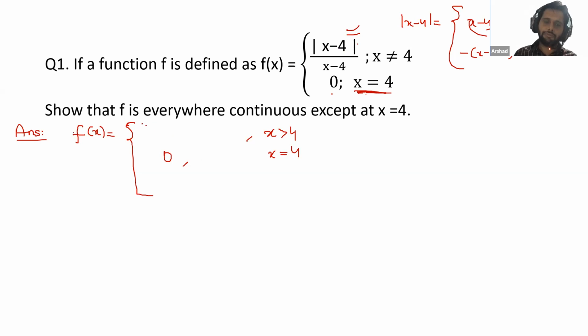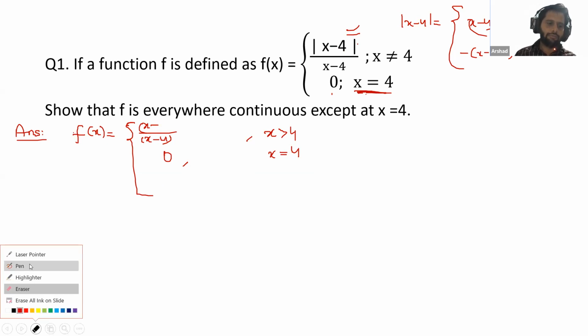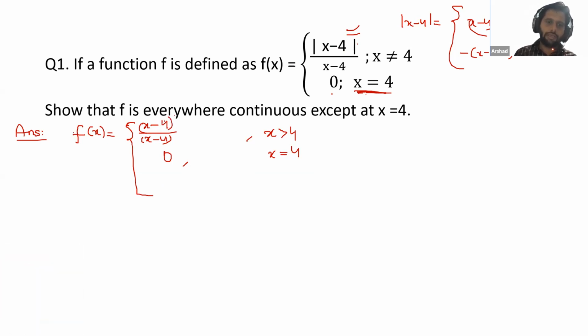Now when x is greater than 4, please analyze this. In the numerator we have x minus 4, in the denominator we have x minus 4. Cancel out these two, you will get a 1. Next, x is less than 4. We already know that then the numerator will become negative. In the denominator we have x minus 4. Cancel this out, you will get a minus 1. So we get this: greater than 4, we have the function 1; equal to 4, we have 0; less than 4, we have minus 1.